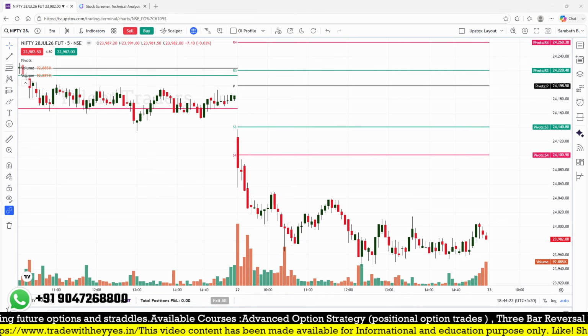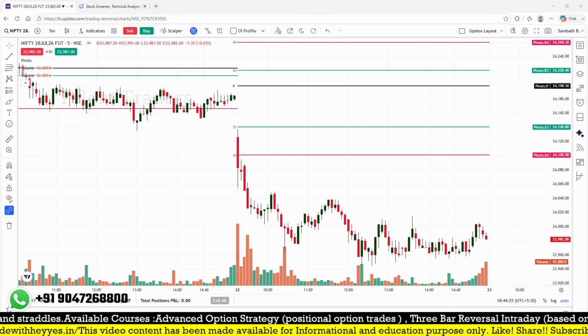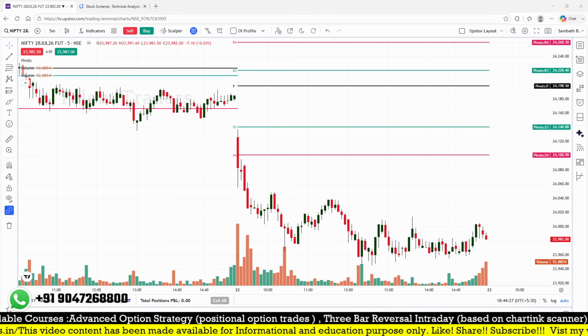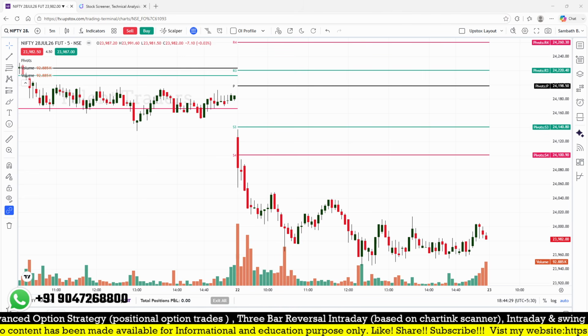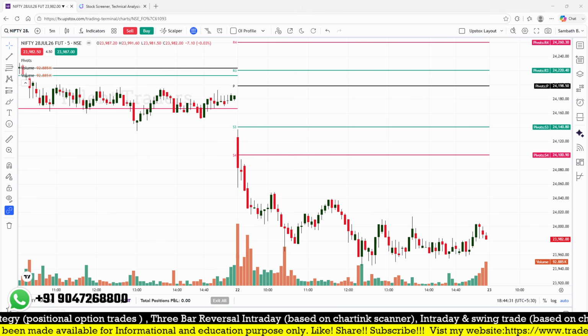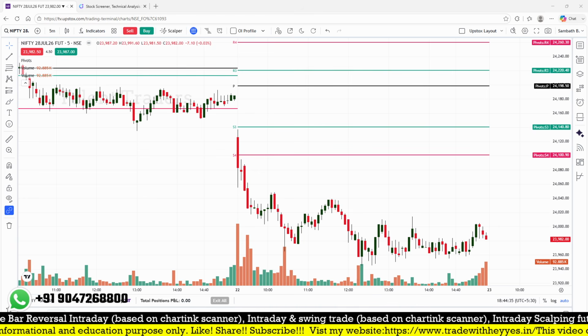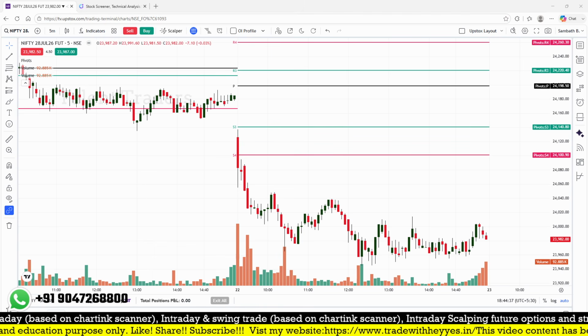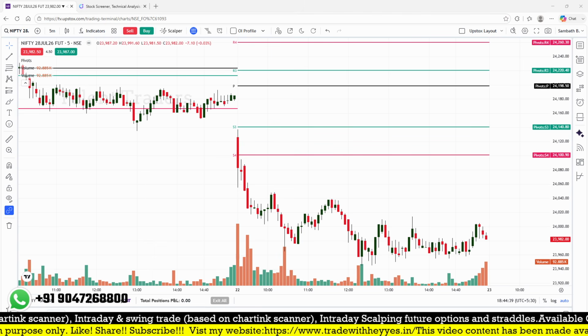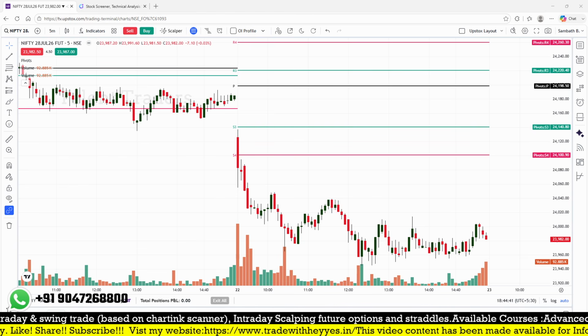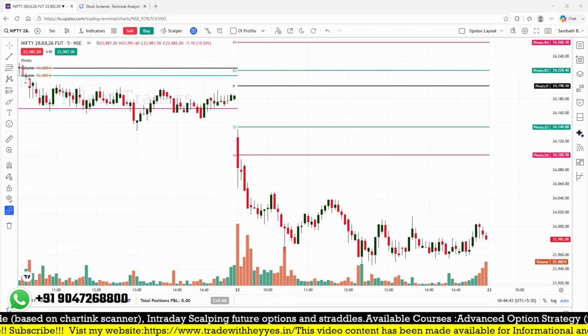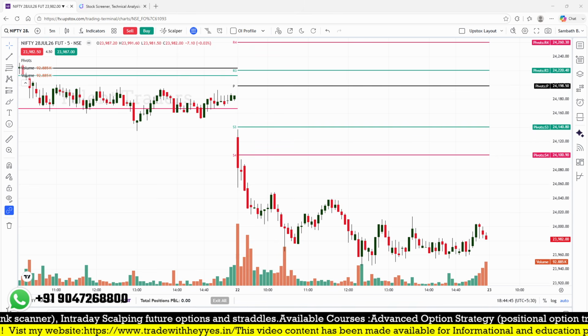In this session, I'm going to create one charting scanner based on our premium group members' request. It purely depends on volume. The condition we are trying to create compares the current candle volume to the previous candle volume. So the logic is very simple.